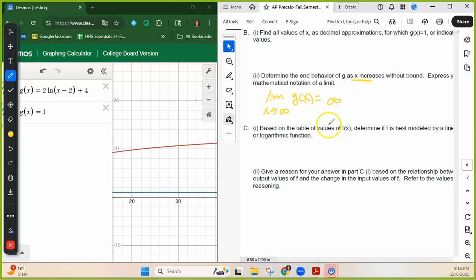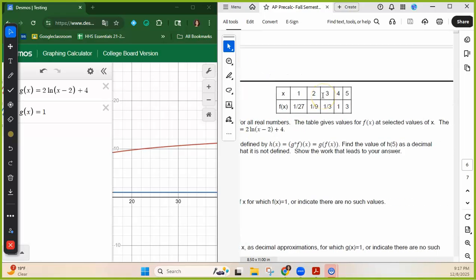Letter C, based on the table of values, oh, I have to go back. Is it going to be linear, quadratic, exponential, logarithmic? And underneath it, we're going to give a reason why, based on the relationship between the change in the output value of f and the change of the input value of f. Refer to the values in the table in your reasoning. Okay, so bear with me as I flip back and forth.